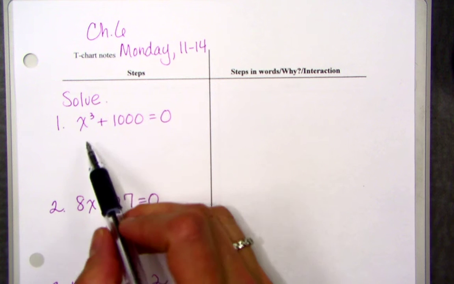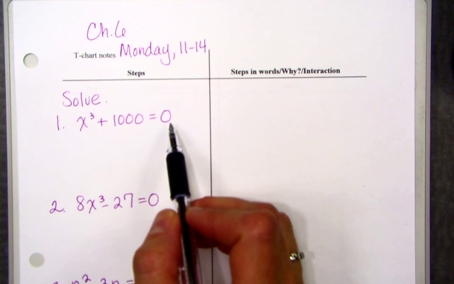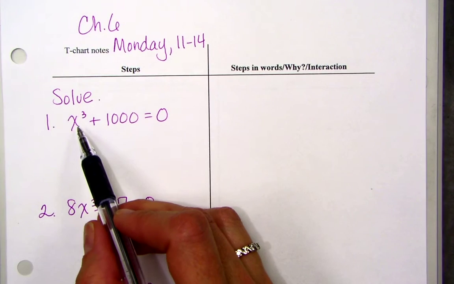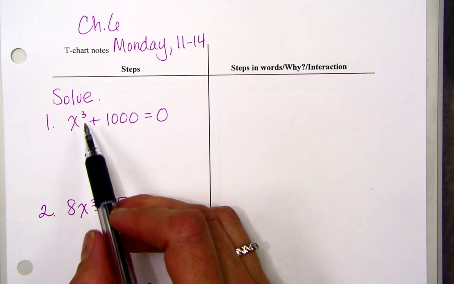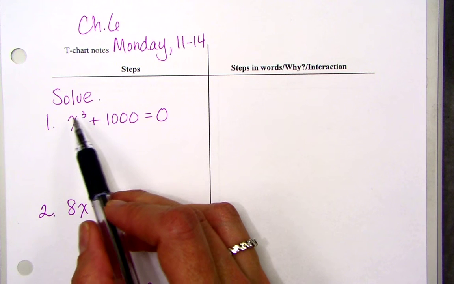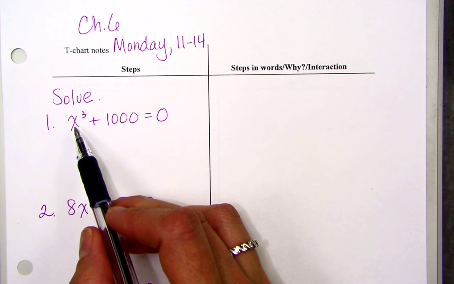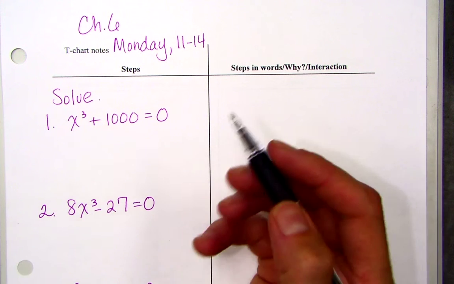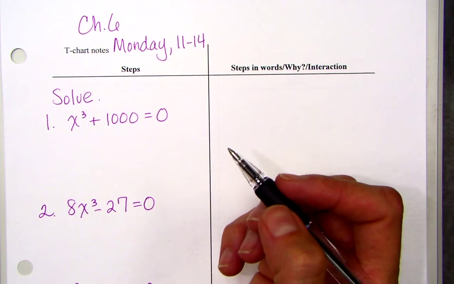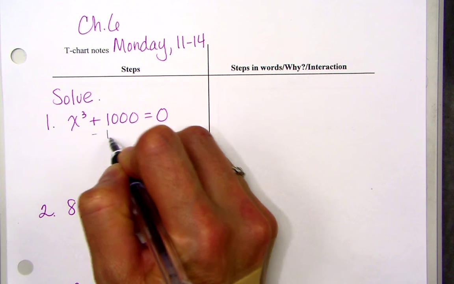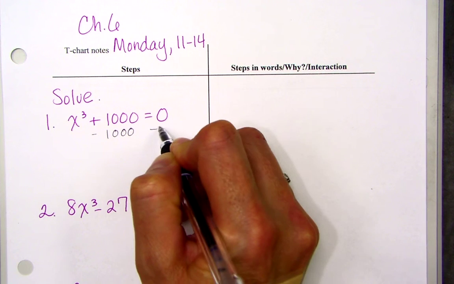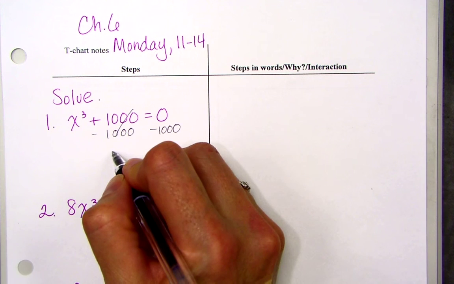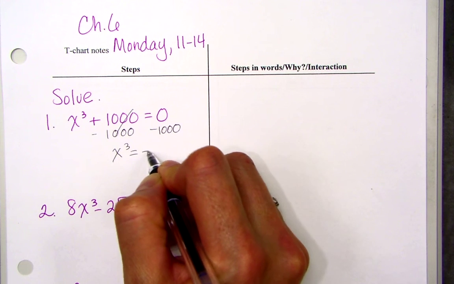So go ahead and get this first one written down. And when you write this first one down, notice that it only has one variable. It's to the third power. We'll address that, but it only has one thing that has a variable in it. So that means we can separate the variable from the number part and then deal with the exponent. So we're going to start by subtracting 1,000. These cancel, and we end up with x cubed equals negative 1,000.